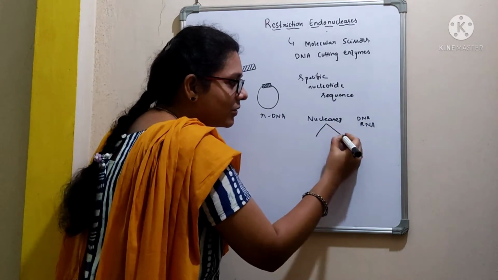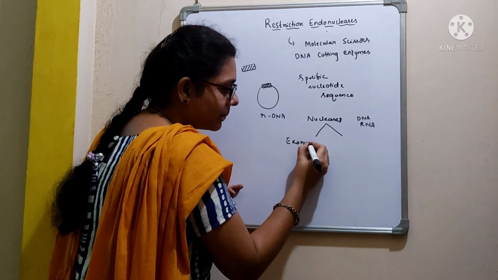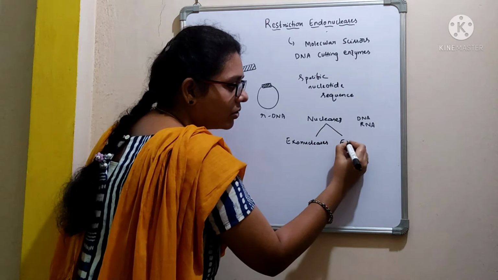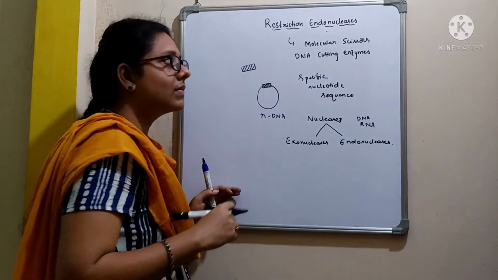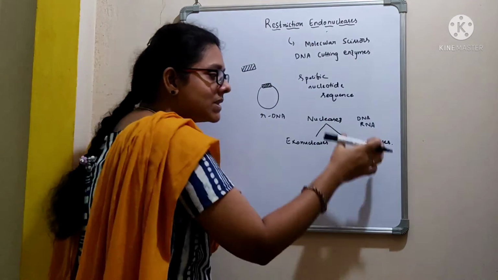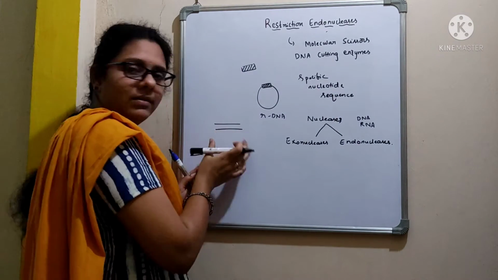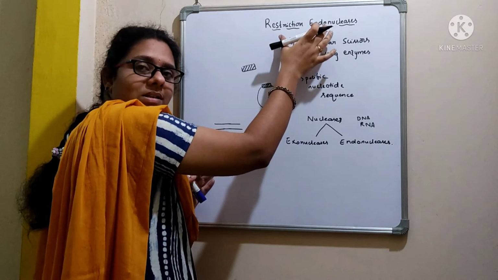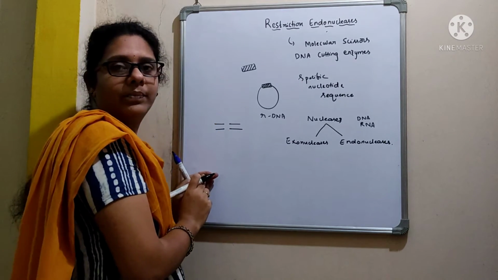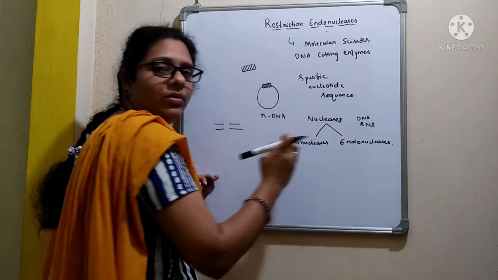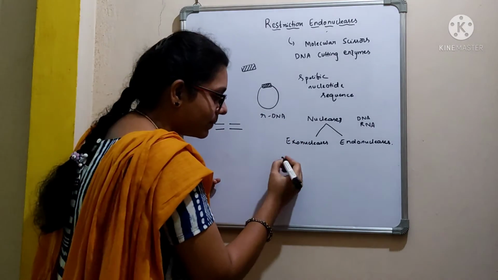So if you take these nucleases, again they are of two types. They are exonucleases and endonucleases. This restriction enzyme comes under this category. Endo means within. If you take this as a DNA molecule, these restriction endonucleases are going to cut within the DNA molecule. So we are calling them endonucleases, not exonucleases. Clear? See, I'll tell you the difference with the diagrammatic representation.